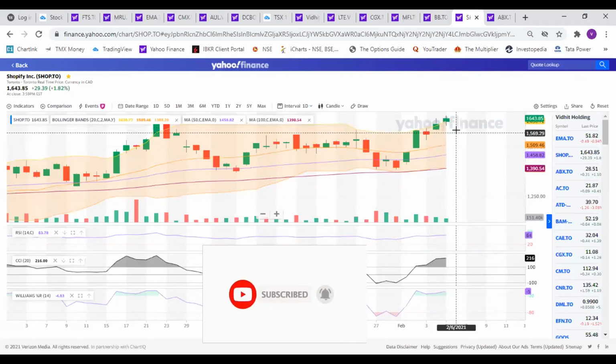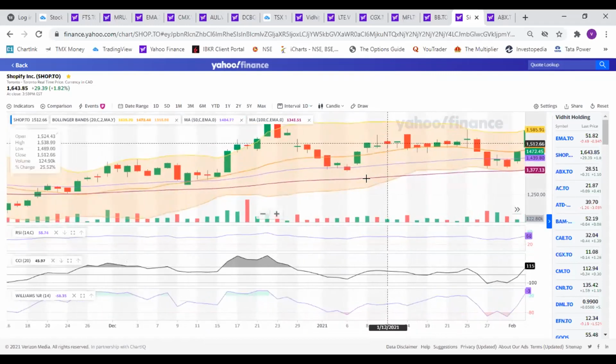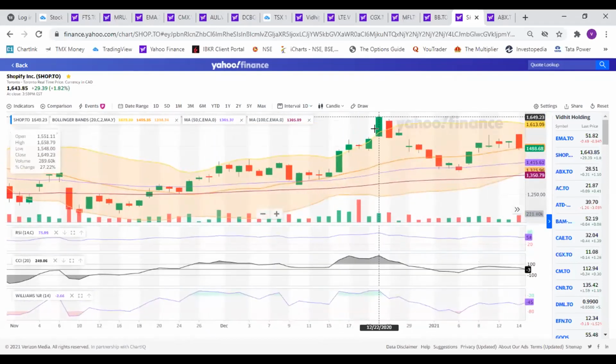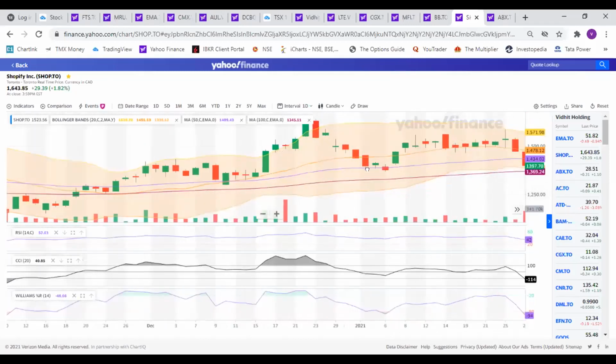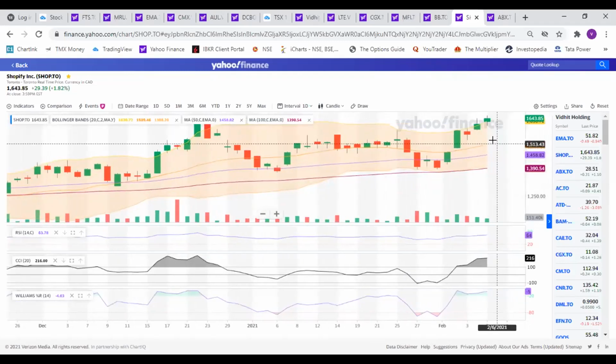Now look at where Shopify is currently. It's at 1643, right? Now the high which happened recently was over here. On 22nd of December, it touched 1649, 1658. So 1658 and 1643 is just $15 away. So if this stock does move up, I can expect it to go up only by another $10 to $15 on upper limit, and then it will fall down definitely.